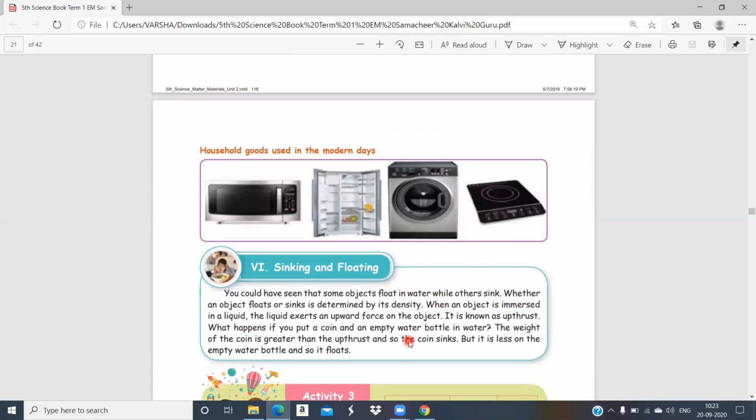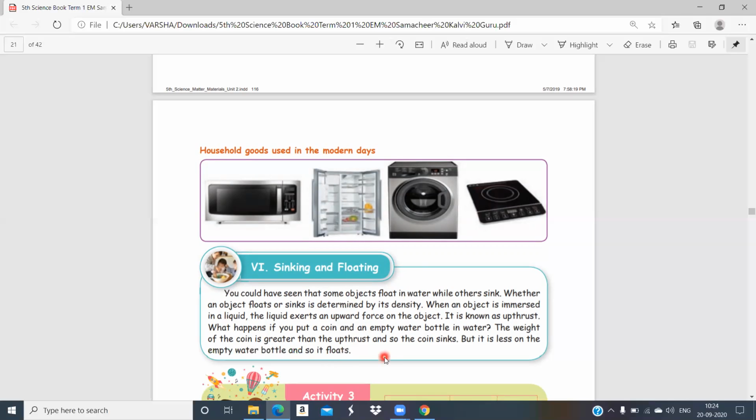And next we will see sinking and floating. You could have seen that some objects float in water while others sink. Whether an object floats or sinks is decided by its density. When an object is immersed in a liquid, the liquid exerts an upward force on the object. It is known as upthrust. What happens if you put a coin on an empty water bottle? The weight of the coin is greater than the upthrust, and the coin sinks, but it is less on the empty water bottle, so it floats.